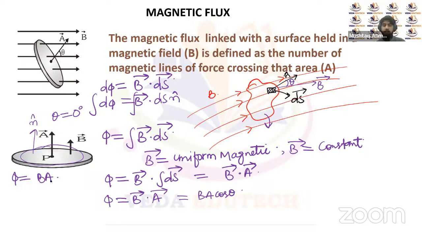It means the maximum number of field lines that could pass through a given area is actually BA. It's only possible when the angle between the area vector and magnetic field vector is either 0 degree or 180 degrees. So it's the entire flux passing through this area, so the flux here is equal to B into A, right?